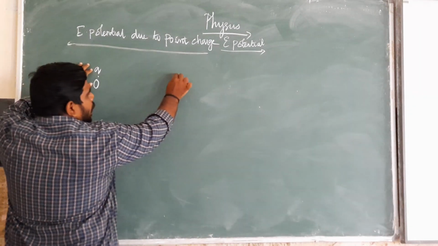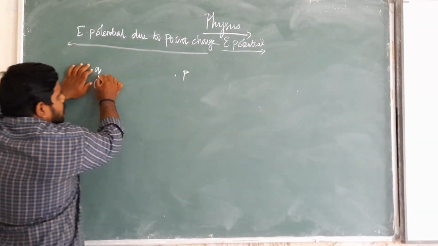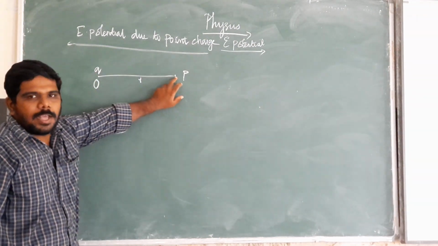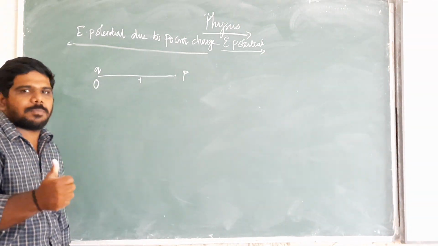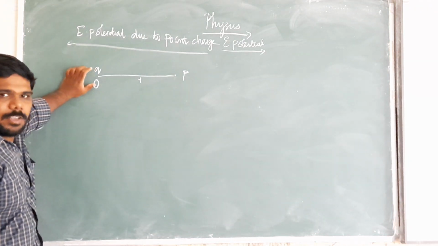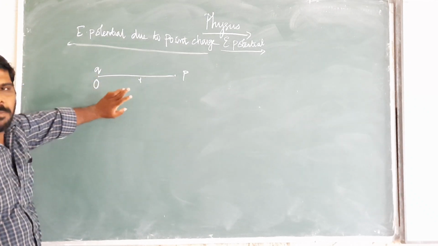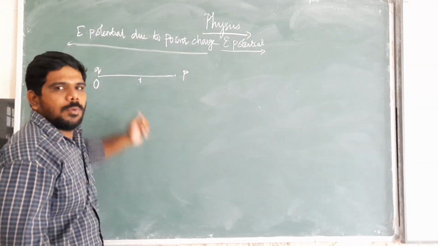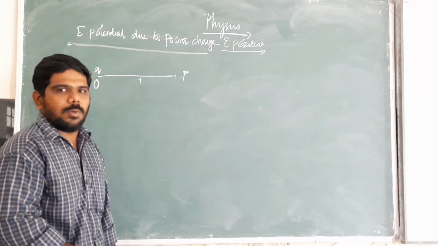Let P be a point at a distance r from the point O. So two pointers: first, we consider a positive charge placed at the origin. Second, we consider a point P at a distance r from the point O.